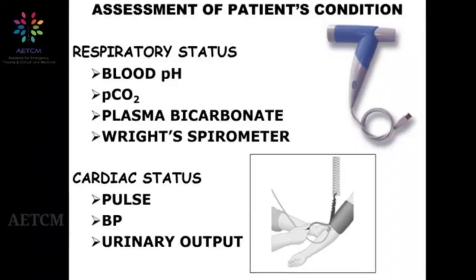Moving on to cardiac status, the key parameters we assess in the cardiac status are the patient's pulse, the blood pressure and the urinary output.